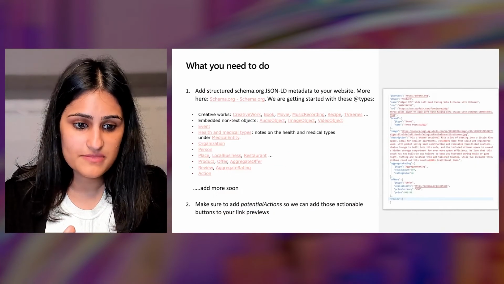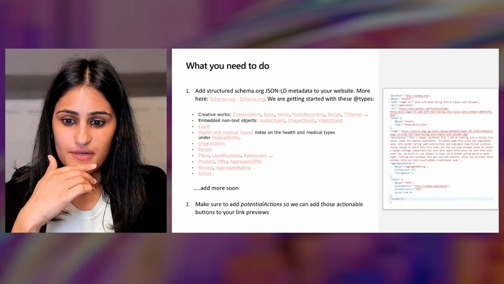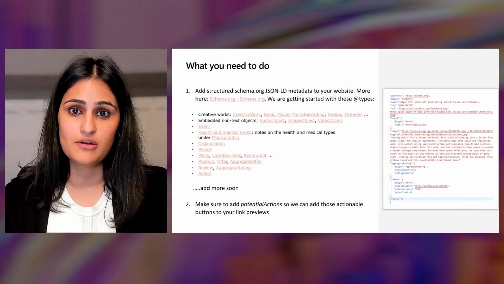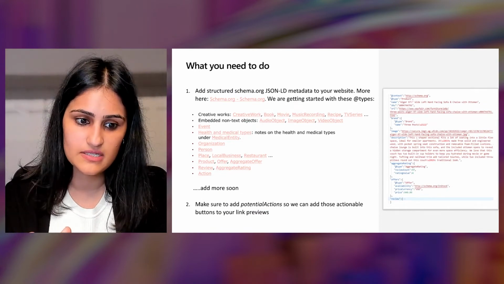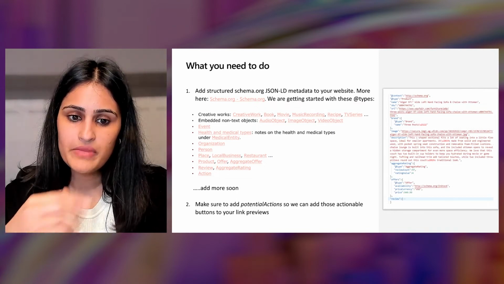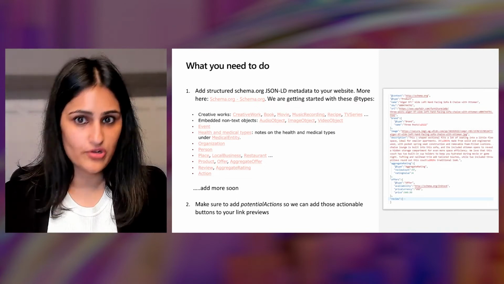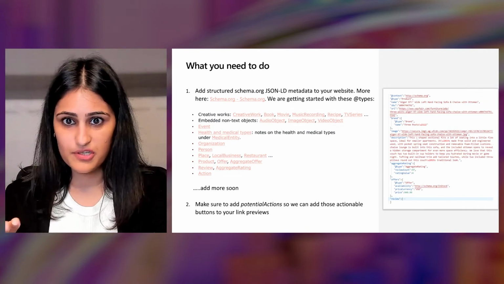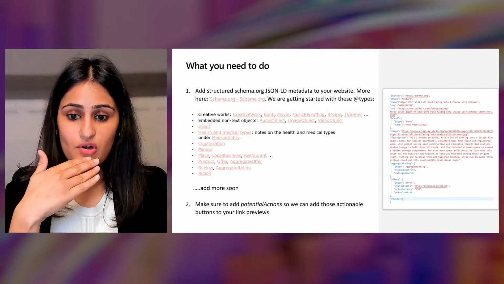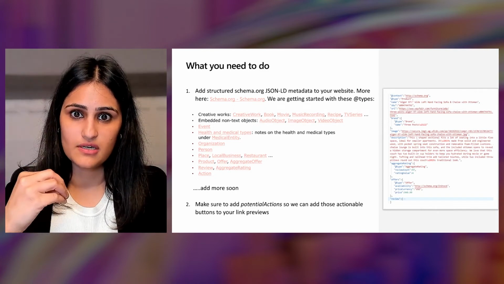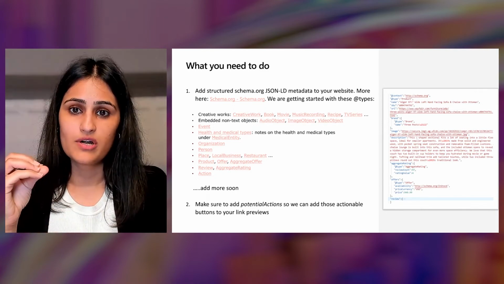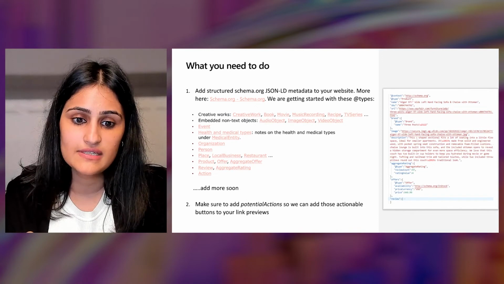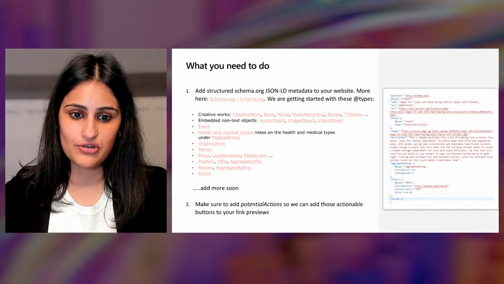Now, in terms of how to make use of these rich actionable previews for your website, it's super simple. Add structured schema.org JSON-LD metadata to your website. That's what we're using. That's the content that we saw earlier. That's exactly what we're using from your website. We're making templates for the @types that you see here.